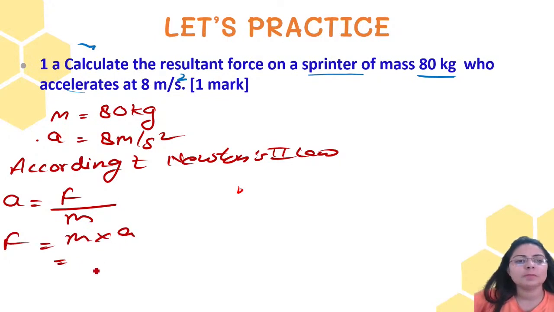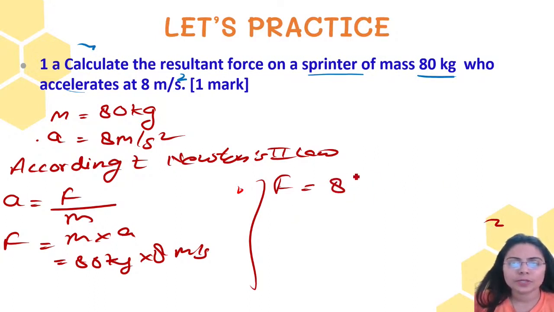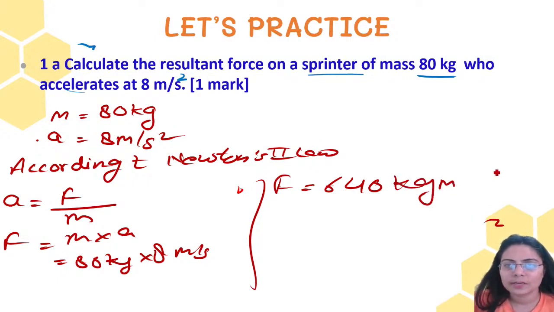And what is the mass of the body? It's around 80 kg. And what is the acceleration of the body? 8 meter per sec square. So, what will be the resultant force? Force is equal to 80 into 8, that is 640. Kilogram meter. I should write it in a better way, otherwise my student is going to consider the unit as different. Kilogram meter per sec square.